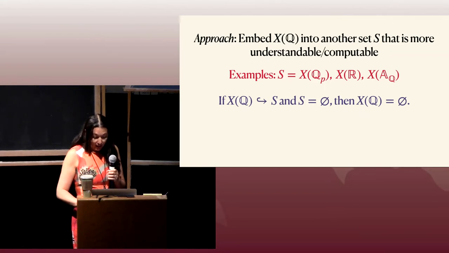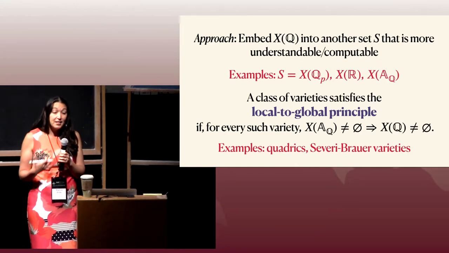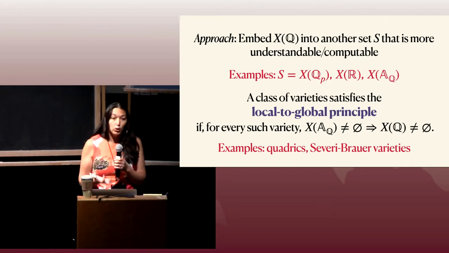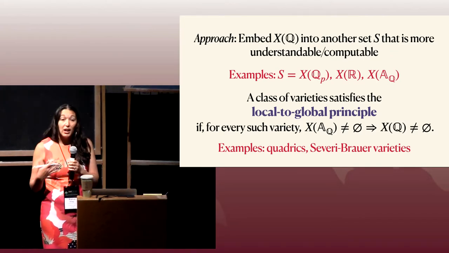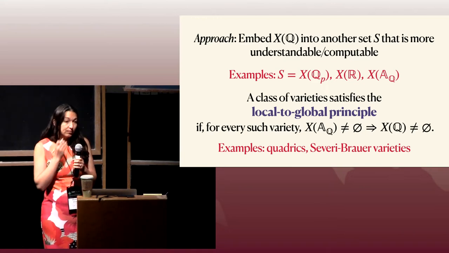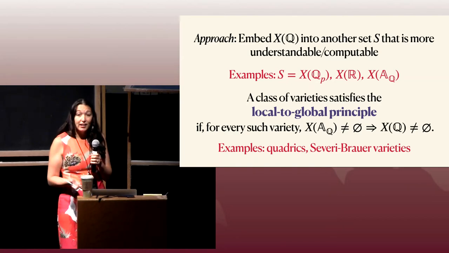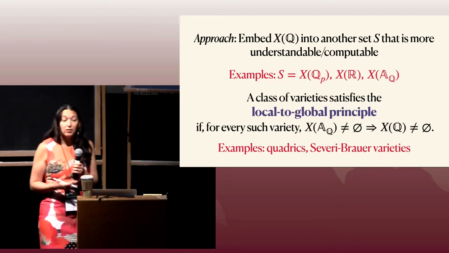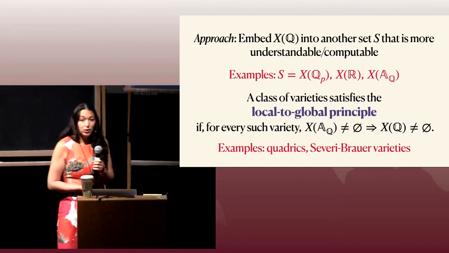Okay, and sometimes the étale points for some particular classes of varieties, that's enough to tell us everything. So a class of varieties is said to satisfy the local to global principle if for every such variety, the existence of étale points implies the existence of a rational point. So quadrics satisfy this, that's the Hasse-Minkowski theorem. Also any Severi-Brauer variety, so any variety that geometrically is isomorphic to projective space, also satisfies the local to global principle.